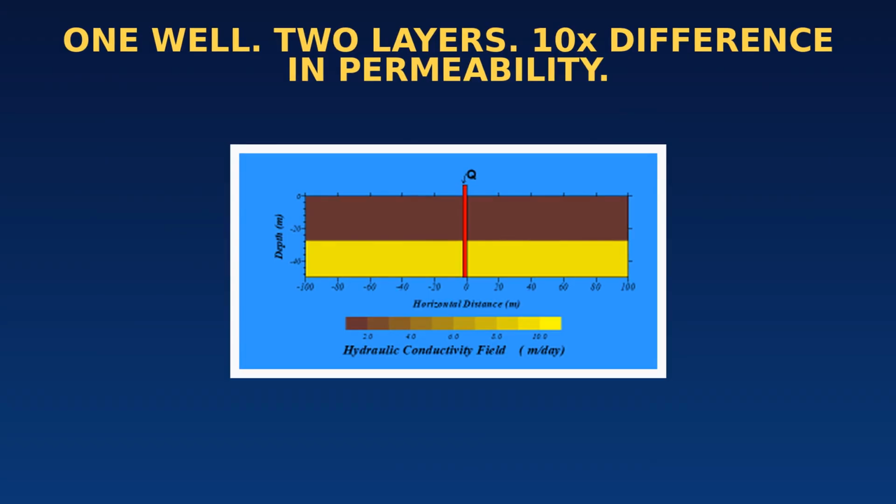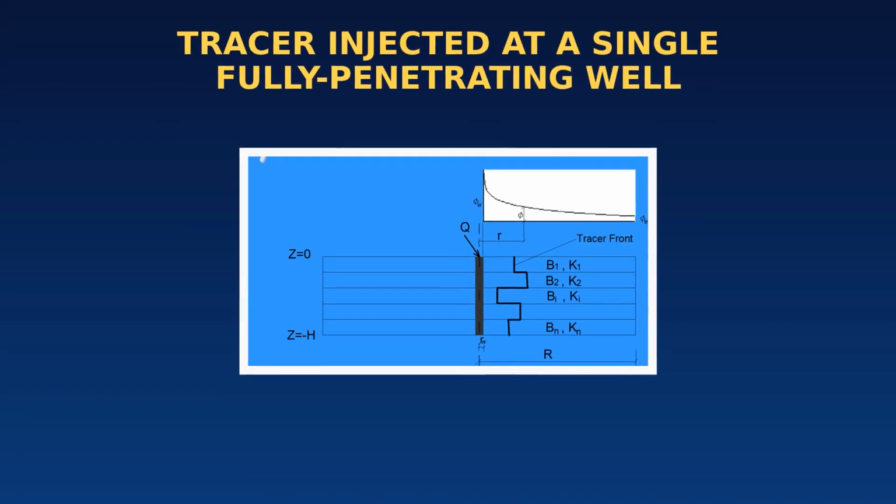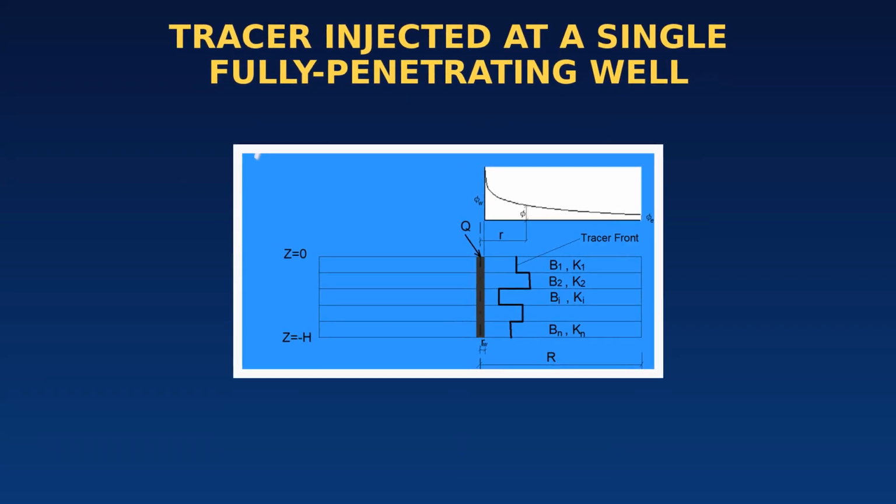Picture a well that fully penetrates a confined aquifer, surrounded by concentric layers of rock. Each layer has its own hydraulic conductivity, a measure of how easily fluid moves through it. In this simulation, one layer is 10 times more permeable than the other. Inject fluid at the well, and it flows outward radially, symmetric in every direction, at least at first.